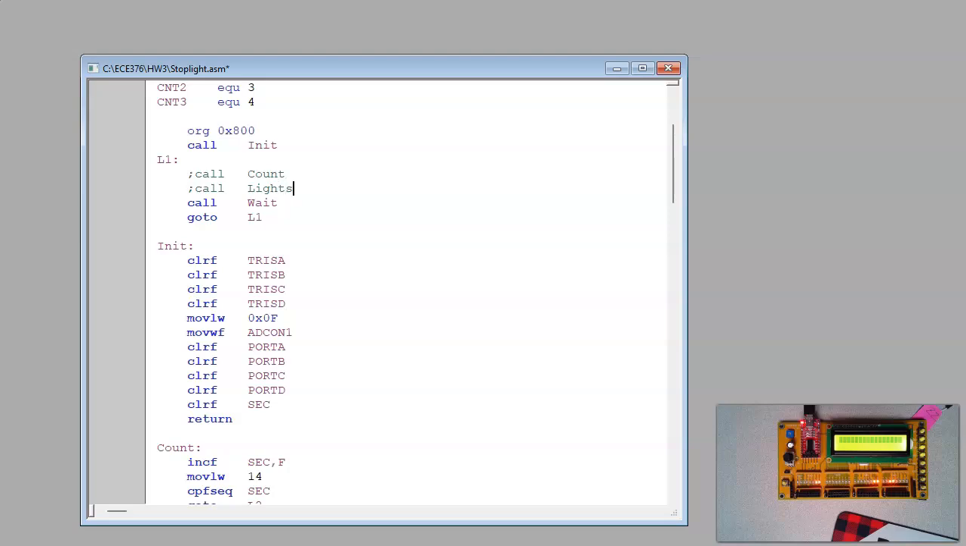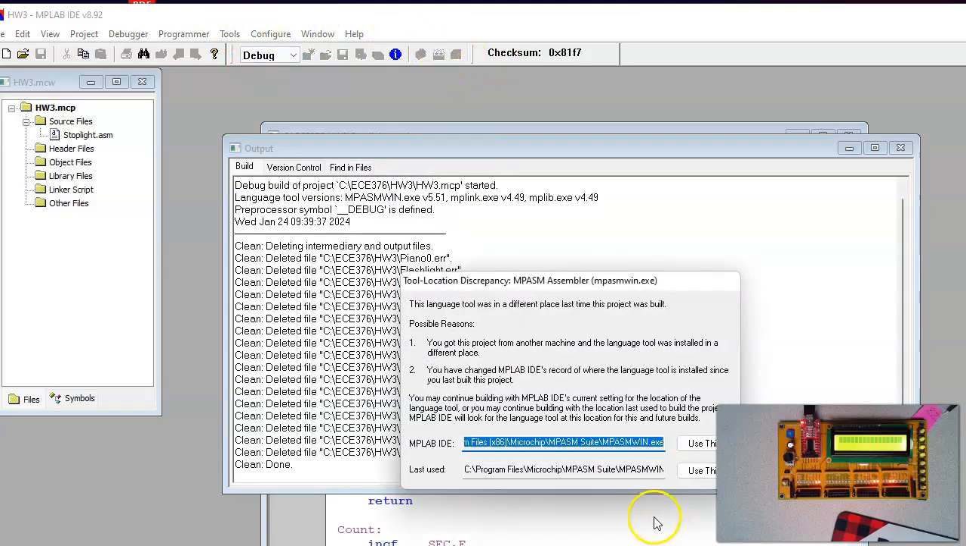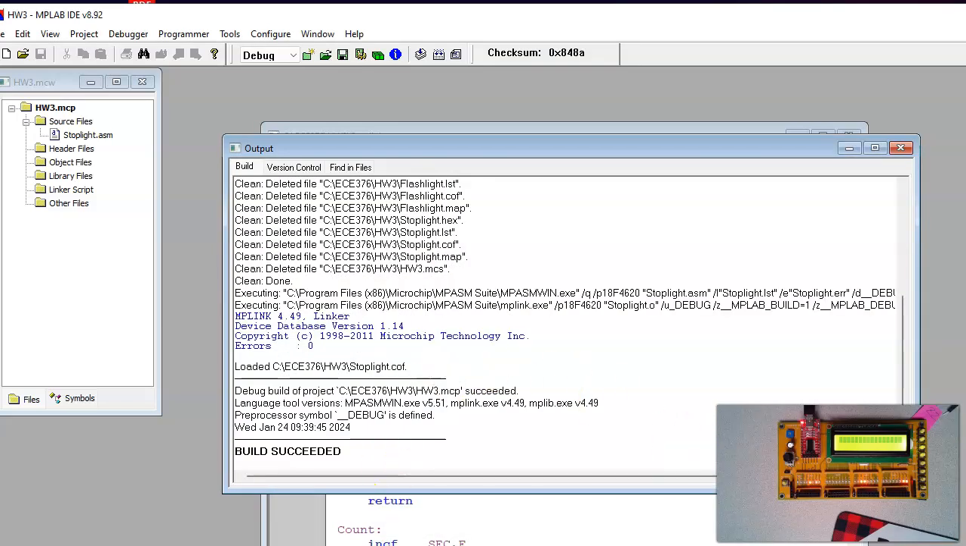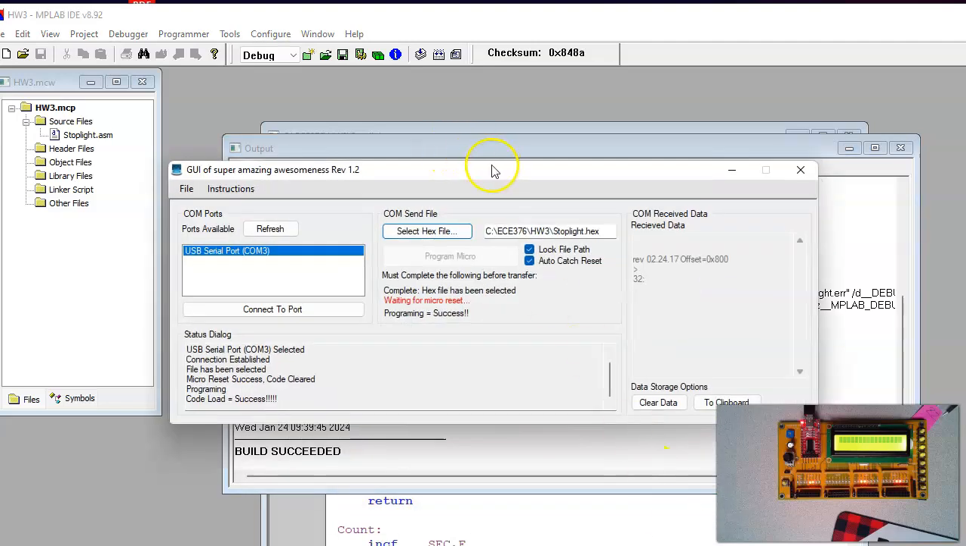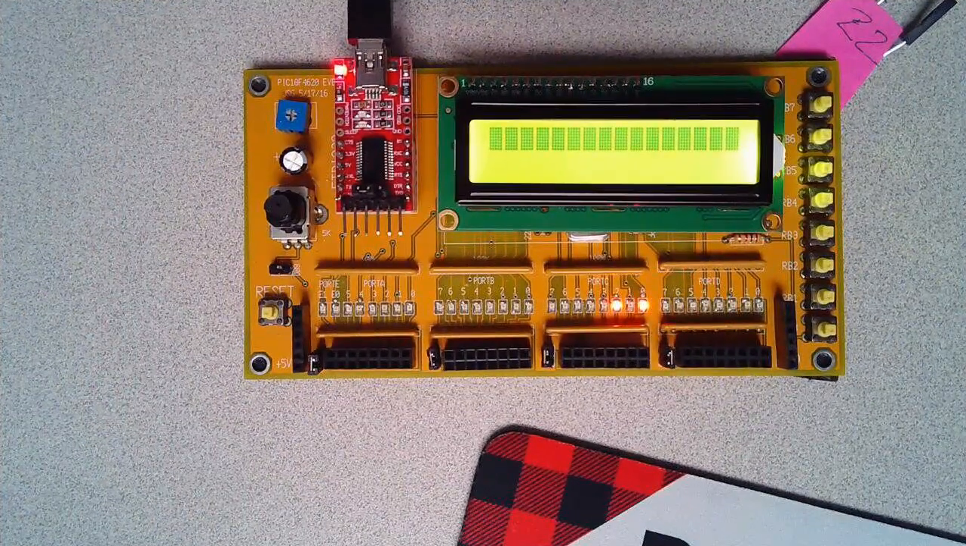So I'm going to count, and to see if the count's working, I'm going to count on port C once a second. So here I compile, just down so you can see it, build, not sure what that was, hit reset, download the code. What I should see on port C is it counts once per second.